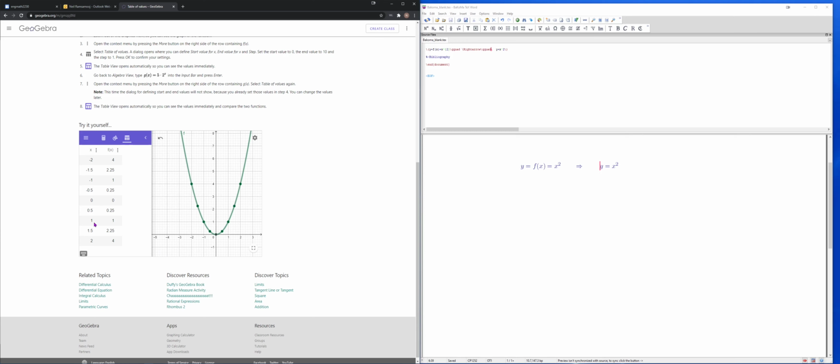Likewise, when x is equal to 1, you get 1 squared, which gives you 1, so the point (1, 1). Similarly, if x is equal to 2, you get a y value of 2 squared, which is 4, so you get the point (2, 4), which is this point over here. And you keep going like that.